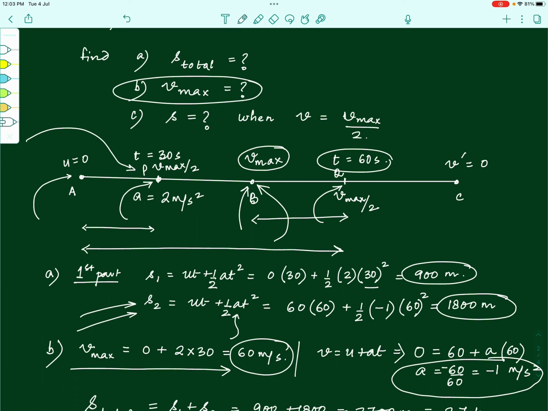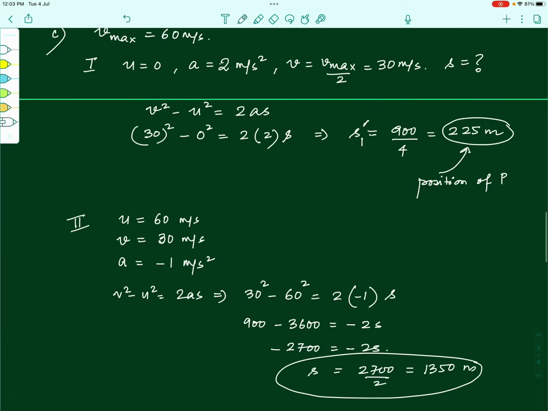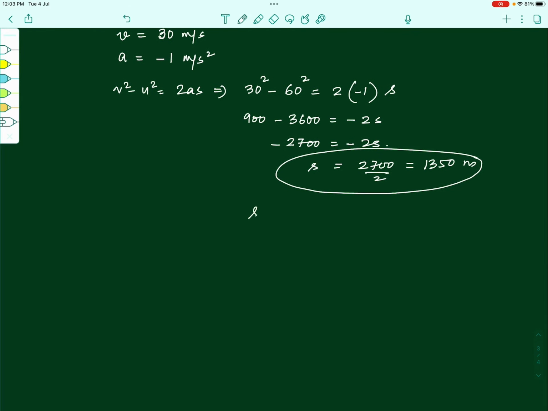But we are looking for the distance AQ. Starting from the point A, we are looking for the distance of point Q. So we have to add to BQ the length AB, which is nothing but 900 meters. So we can say that S2 dash, the position of the second point Q where the train has half the maximum speed, will be 900 plus 1350 meters, that is 2250 meters, right? Which if you want, you can also write as 2.25 kilometers.